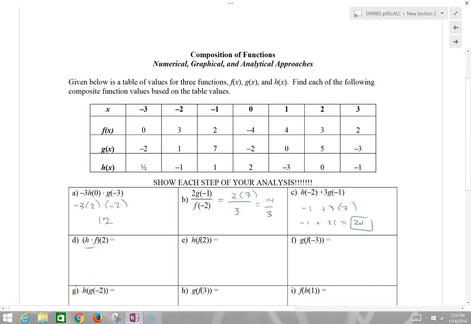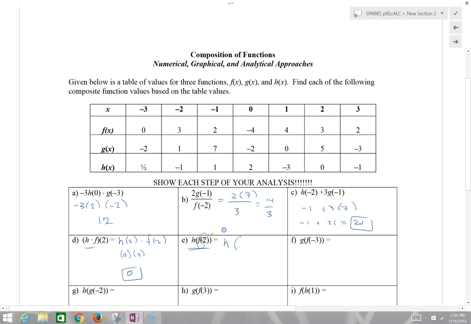So this notation looks a little different. This says h times f of 2. This is the same as h of 2 times f of 2. Go ahead and calculate that one. I'll give you the answer, so you might want to pause this. And I get 0.